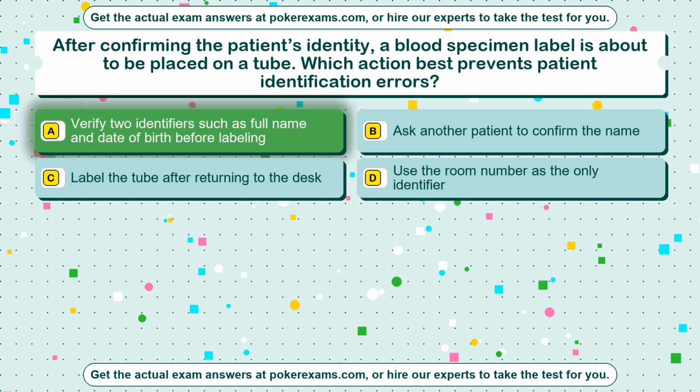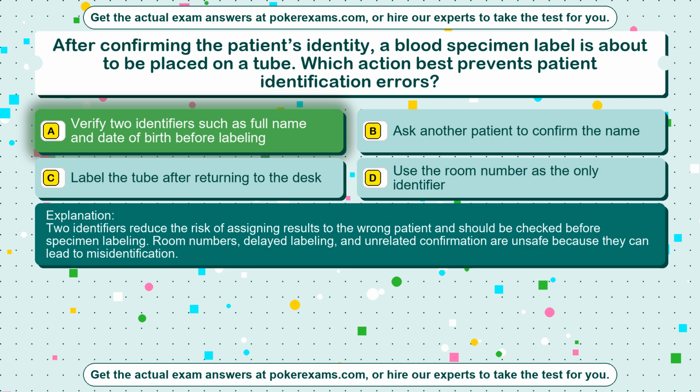Verify two identifiers such as full name and date of birth before labeling. Two identifiers reduce the risk of assigning results to the wrong patient and should be checked before specimen labeling. Room numbers, delayed labeling, and unrelated confirmation are unsafe because they can lead to misidentification.